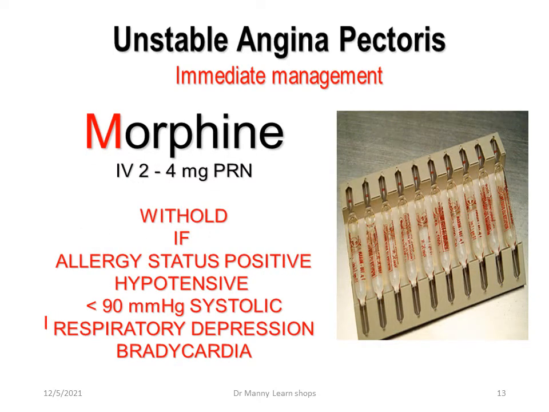Morphine. Morphine intravenously, well, you have to get that in a hospital, in an emergency department. Typically it's given between 2 and 4 milligrams as required, and withhold again if the allergy status is positive, the patient is hypotensive, less than 90 millimeters of mercury systolic, they have respiratory depression, or they have bradycardia.